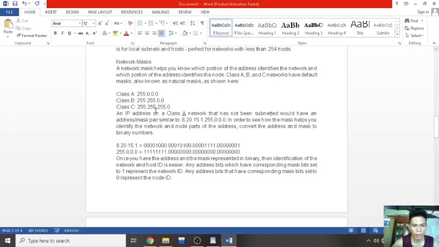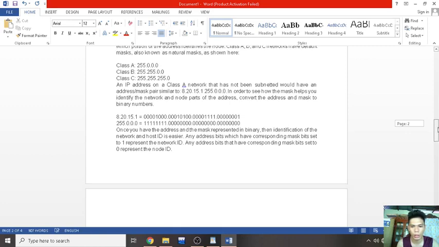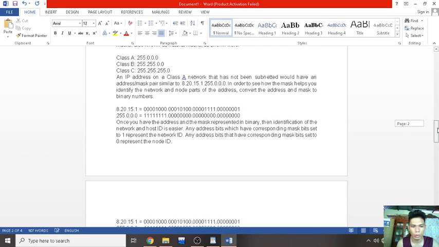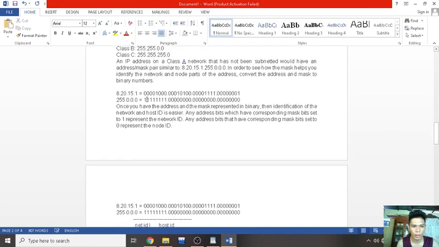An IP address on a class A network that has not been subnetted would have an address mask pair similar to 8.20.15.1 and 255.0.0.0. In order to see how the mask helps you identify the network and host parts of the address, convert the address and mask to binary numbers. So this one is the example.